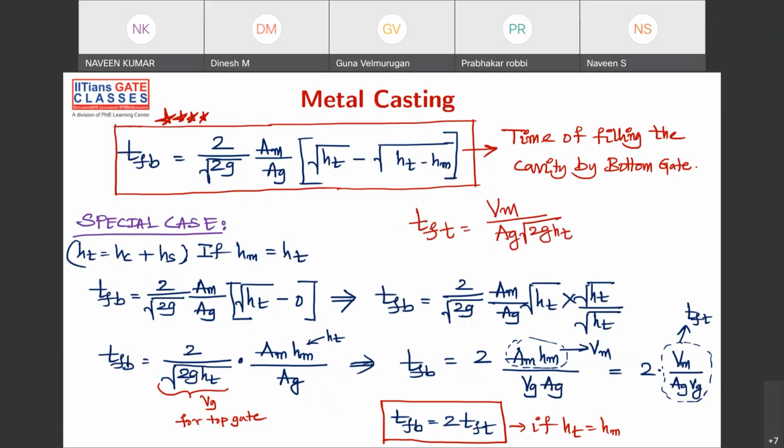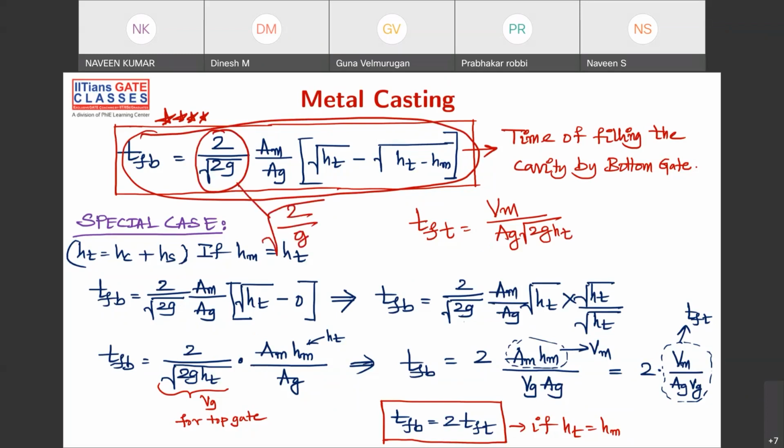And for bottom filling, we have this formula. It's a big formula, but I think there is no other way out. You have to remember this. This is 2 by under root 2g. If you want to cancel, you can write it like this also, under root like this. Either you can write 2 by under root 2g, or under root 2 by g. You can write whatever you want, but this is the formula.